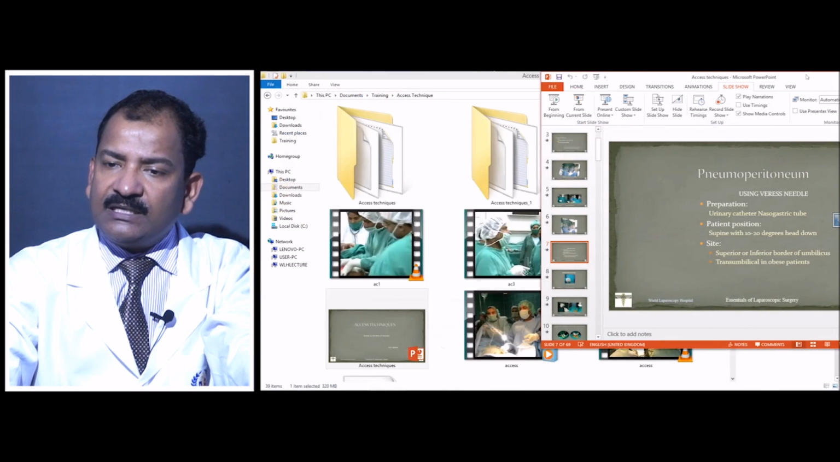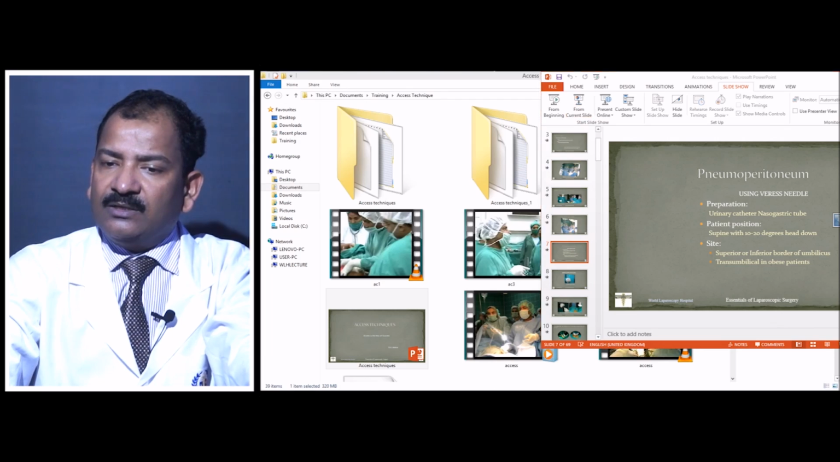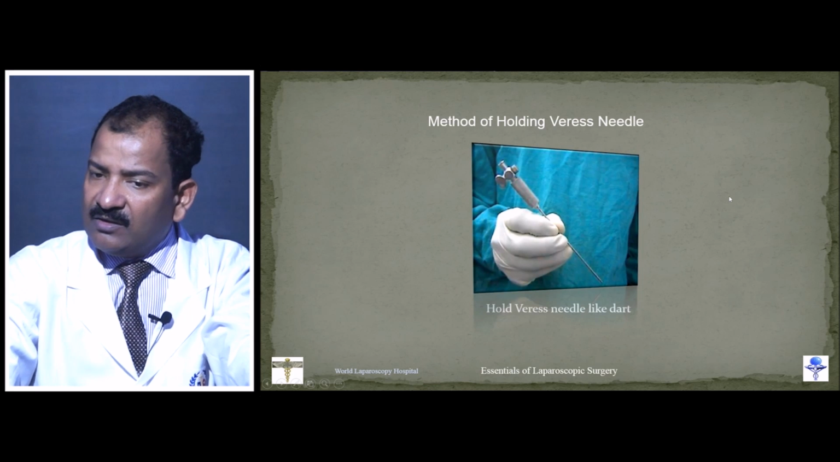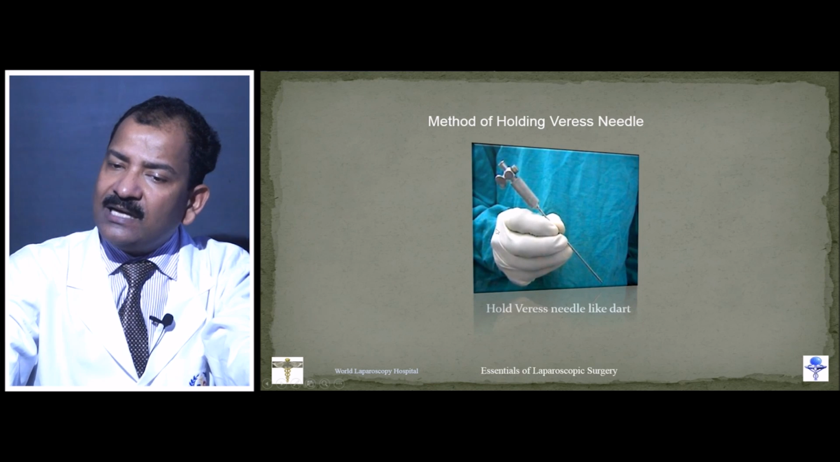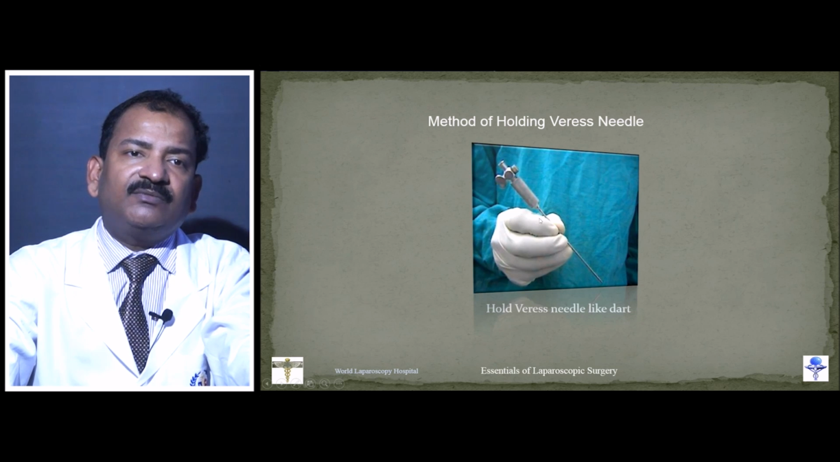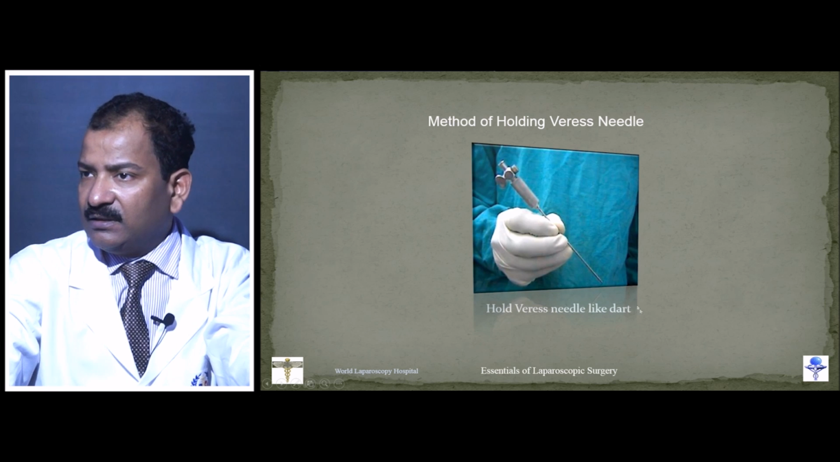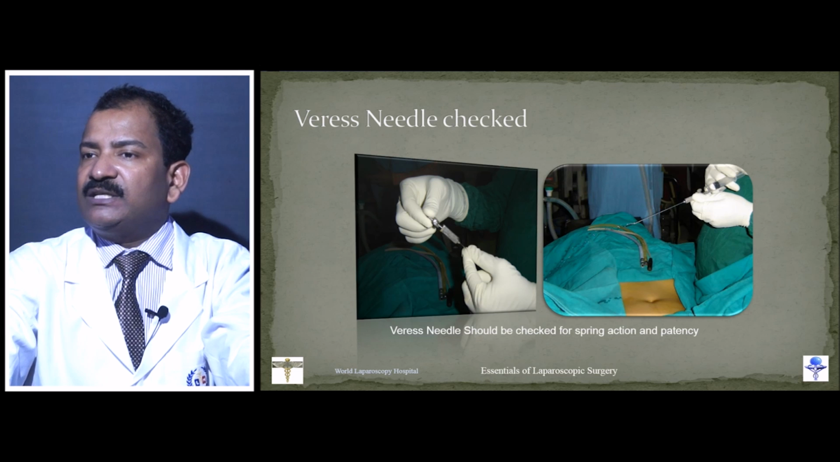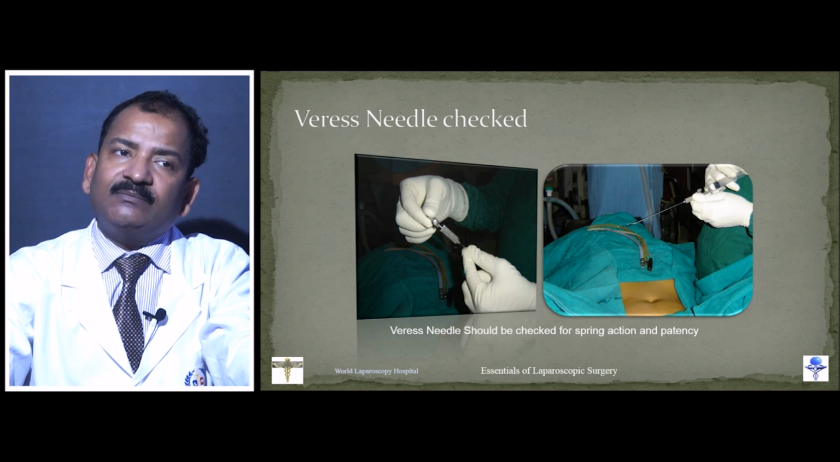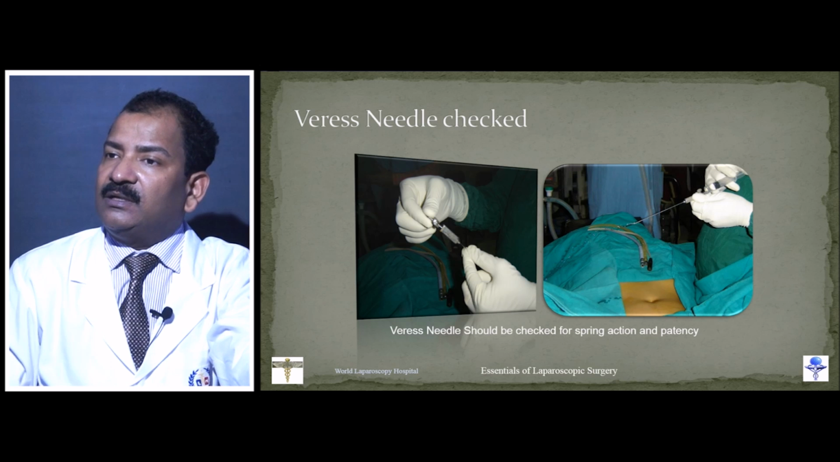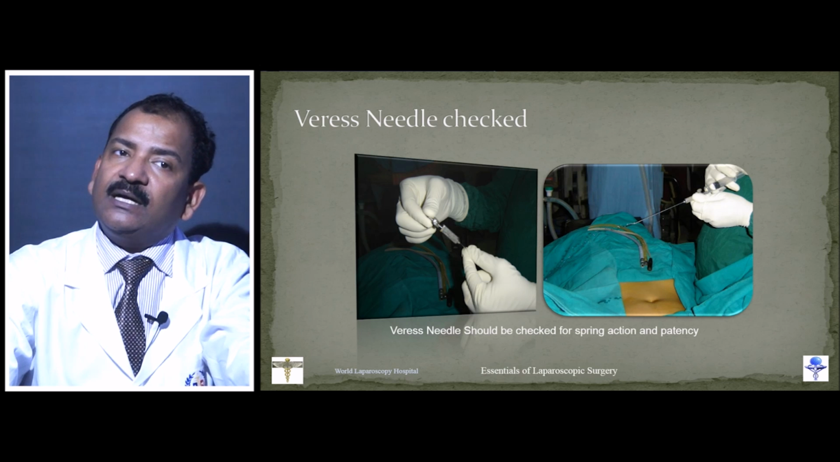So these are a few of the attractive port positions, for which you have to use either the inferior crease or the superior crease of the umbilicus. The Veress needle should always be held like a dart, and the appropriate amount of the tip of the Veress needle should be naked. You should also check the spring action and the patency test of the Veress needle, either yourself or train your nurse to do it before use, because sometimes if it is blocked or the spring is defective, then you are in big trouble, and it can create an injury.